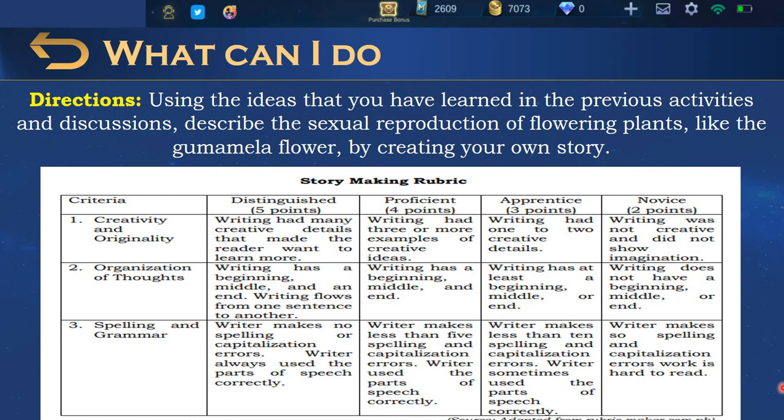So what can I do? You're given the chance to make a story regarding this topic using the ideas that you have learned in our previous activities and discussions. You may describe the sexual reproduction of flowering plants like the gomamela flower by creating your own story. Please follow the given criteria and focus yourselves with those distinguished 5 points. Okay?